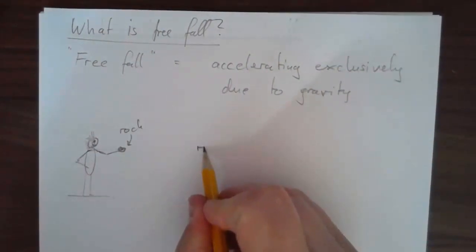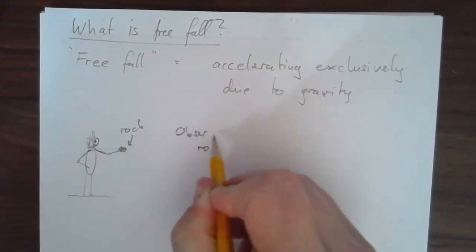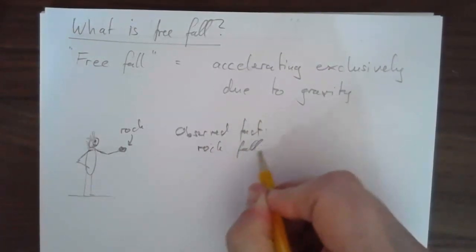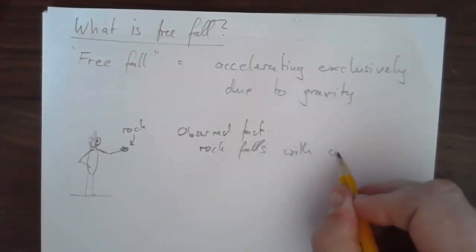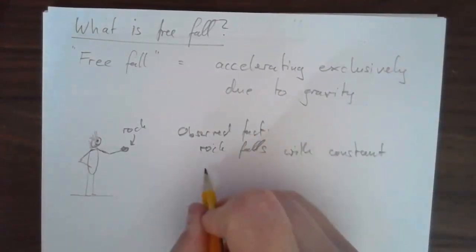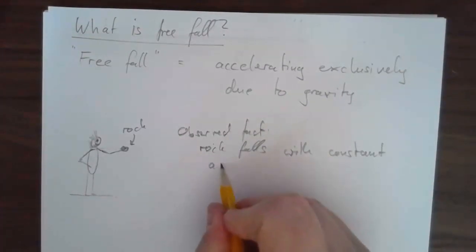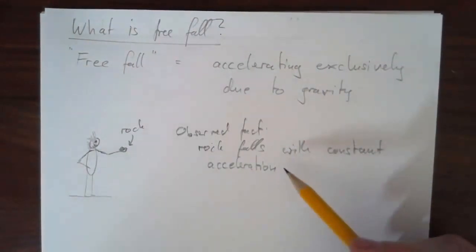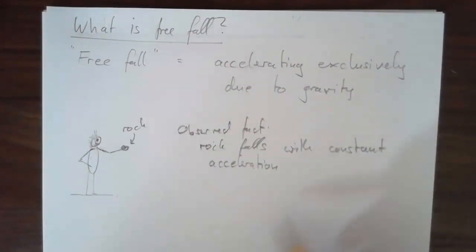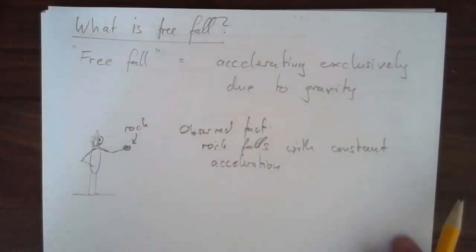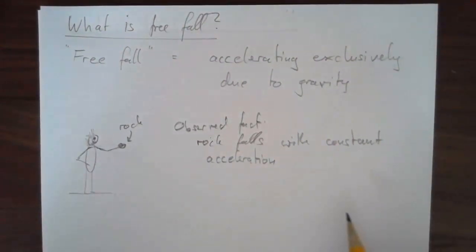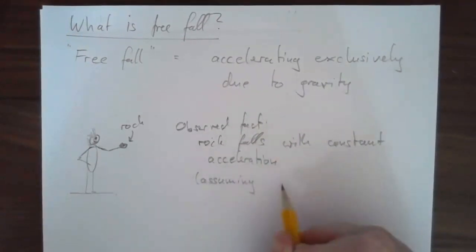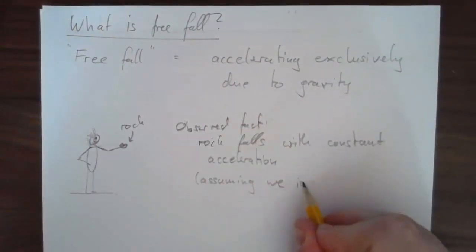Right? So, rock will fall. This is an observed fact: rock falls with a constant acceleration. Not constant velocity, otherwise everything would be falling at the same speed. But everything falls with the same acceleration. That is not obvious. It's maybe not even intuitive, but it is an observed fact. Of course, here this is all assuming we ignore air resistance, which we can do for the rock.